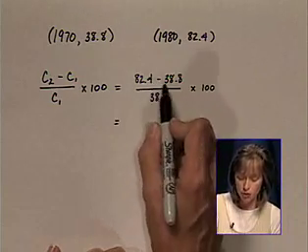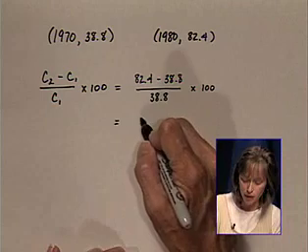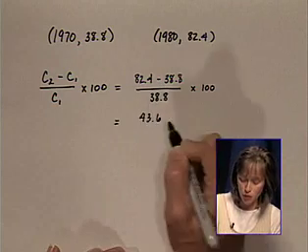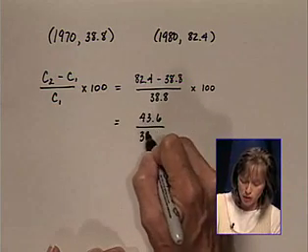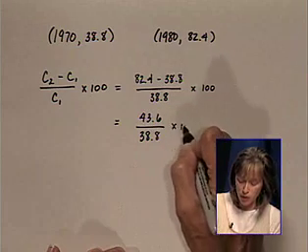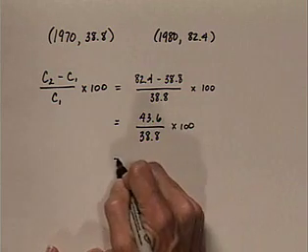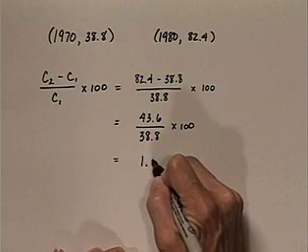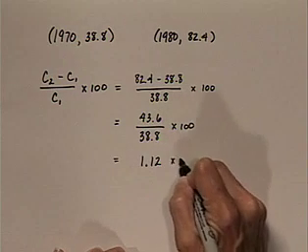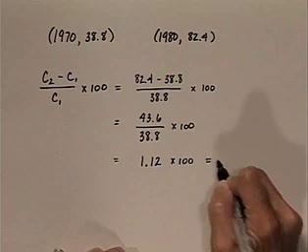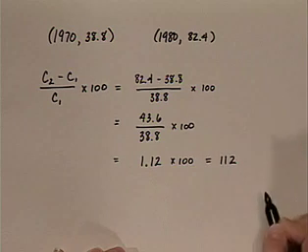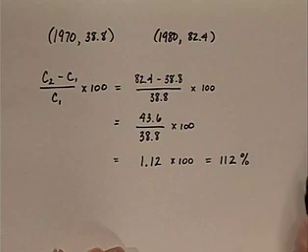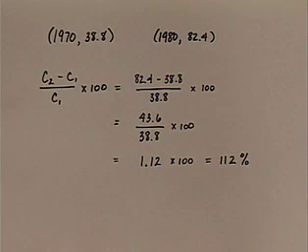Now if you do this subtraction either by hand or on a calculator, you'll get 43.6, still divided by 38.8 times 100. And doing that division, we get approximately 1.12, which times 100 is the number 112. That's the percent increase from 1970 to 1980.